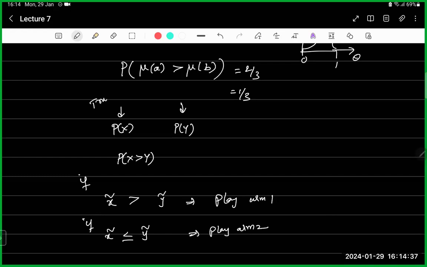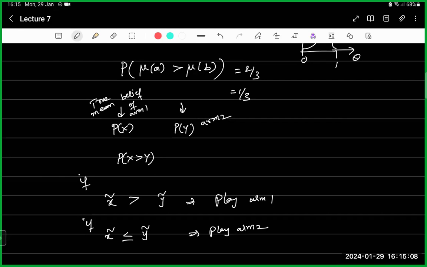belief of arm one, and this is the true mean belief of arm two, right? Now, take one sample from this distribution and one sample from this distribution. So you get two numbers. Now you look at those numbers: if the first number is greater, you play arm one. You play the second arm if the second number is greater.